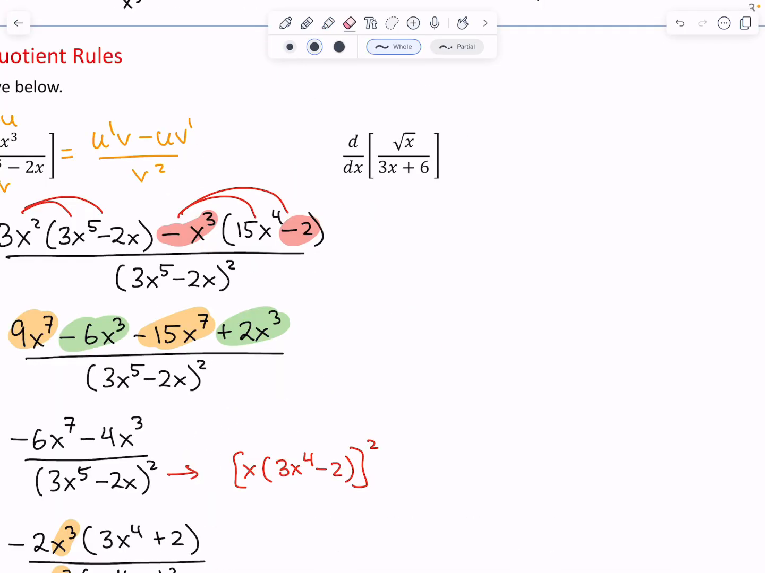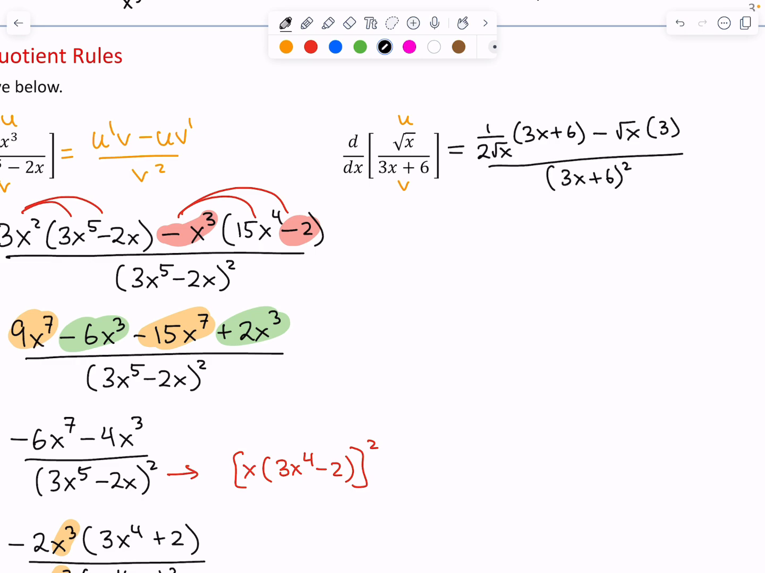Okay, but moving on. Once again, we have a single term in the numerator, but two terms in the denominator, so I cannot split the numerator. So I have to use the quotient rule here. We have a numerator u and a denominator v. The quotient rule yields the derivative of the numerator. The derivative of square root of x is just 1 over 2 rad x, and then times the denominator, then minus the numerator times the derivative of the denominator, and the derivative of 3x plus 6 is just 3, and then all over the denominator squared.